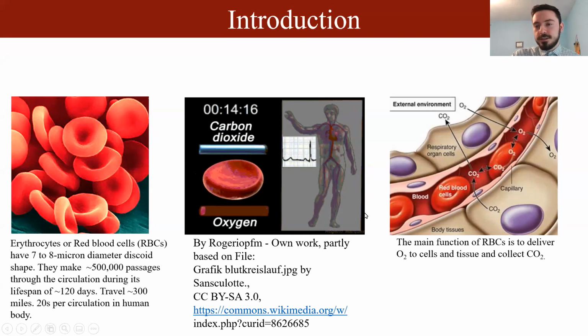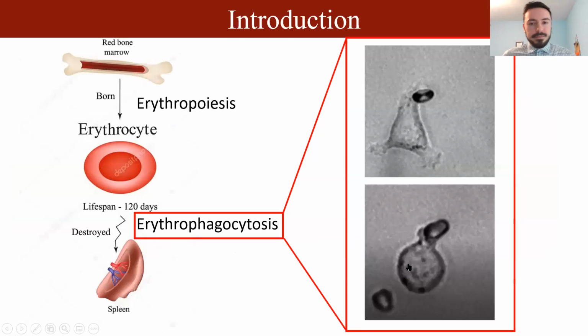Their primary function is to deliver oxygen to cells and pick up carbon dioxide and remove it from the cells. Erythrocytes are born in the red bone marrow in a process called erythropoiesis. After they mature, they become fully developed erythrocytes and enter the circulation. After about 120 days, they enter the spleen and are destroyed in a process called erythrophagocytosis.